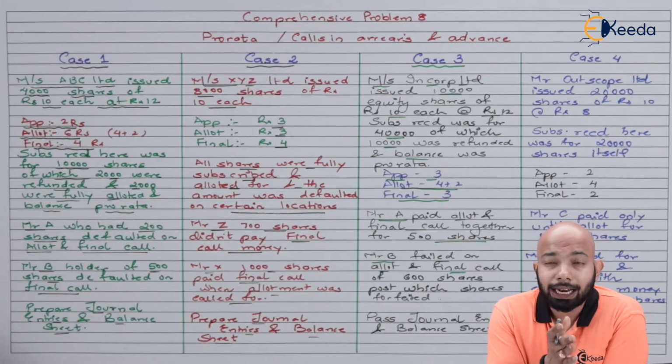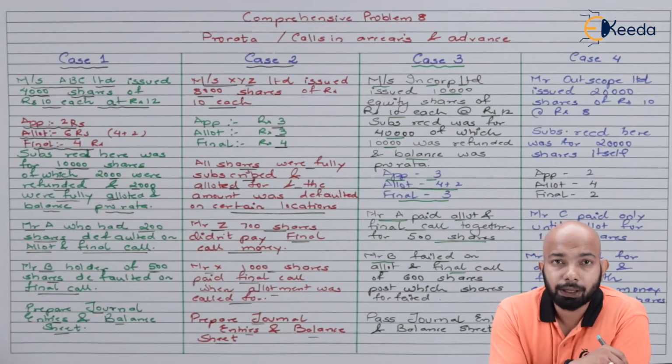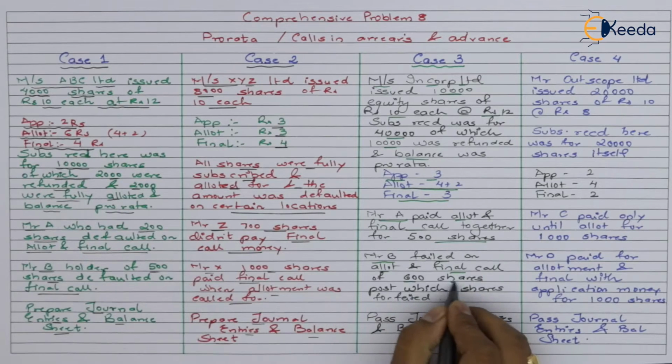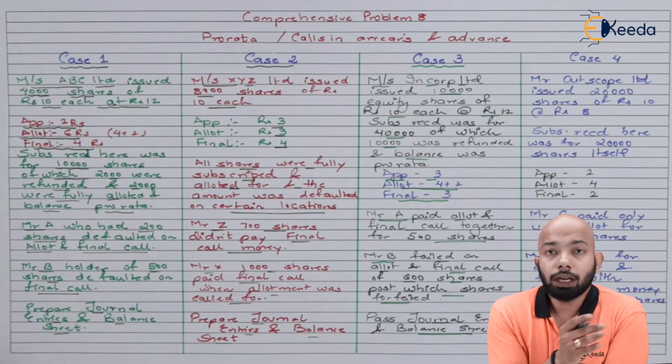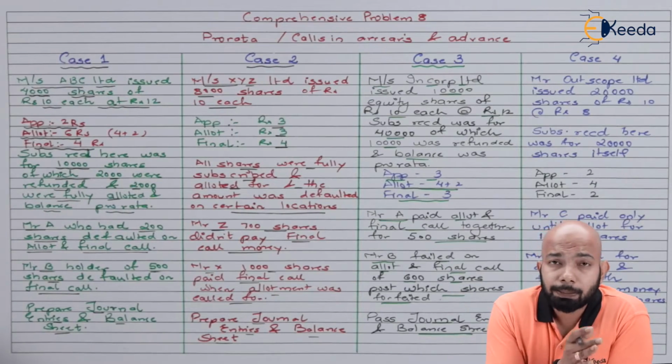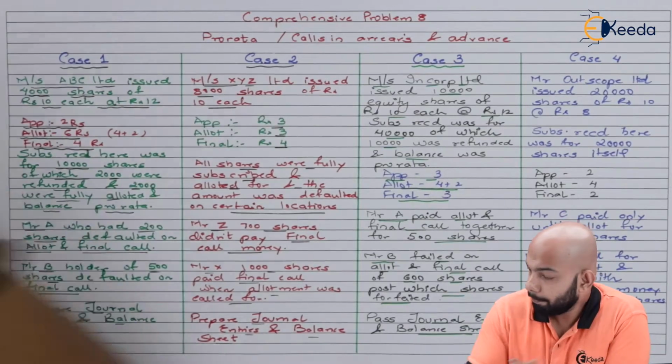Mr. B, on the other hand, failed on allotment and final call money for 600 debentures, post which the company decided to go ahead and forfeit his shares. We have to pass the journal entries and balance sheet for the illustration that has been mentioned in case 3. Now, case 3 has been completed explaining. Let's go on to case 4 and figure out what do we have in the last case.